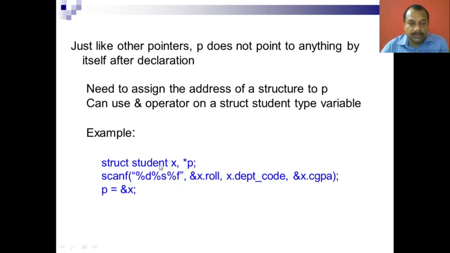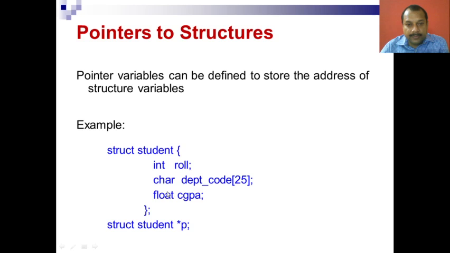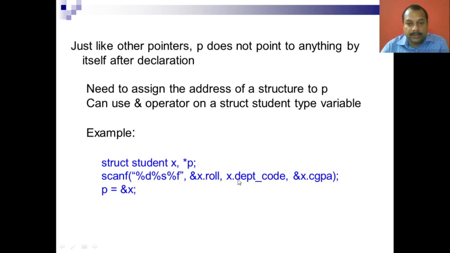So this is a variable whose data type is struct student, and this is a pointer variable whose data type is struct student. Now in scanf, %d, %s, %f, I am using ampersand x dot roll, x dot department code, x dot cgpa, and p equals ampersand x. Department code is an array, so I did not have to give the ampersand; the base address is taken here. So p equals ampersand x, storing the address of the structure variable x in p.